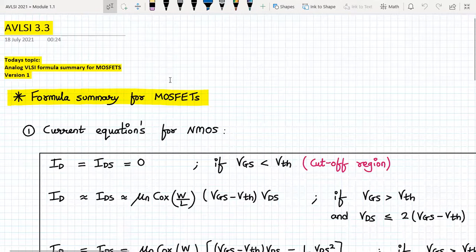Hello everyone. So let's continue from our AVLSI session number 3. So today's first topic will be revising the analog VLSI formula summary for MOSFETs.